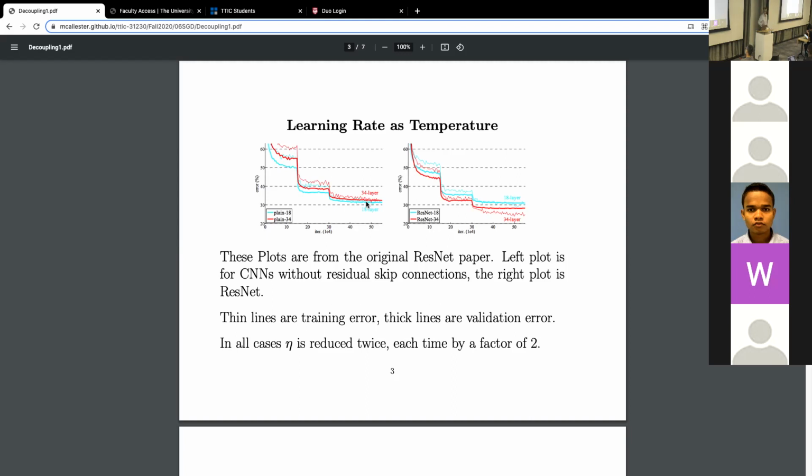Oh yeah, in the picture, you have thin lines and thick lines. The red and the blue are 2 different networks. One's 18 layers and one is 34 layers. And the thin line is the training loss. So the training loss is noisier than the generalization loss. The generalization loss is you have some validation holdout set that you're not training on. So you train on the training set and you measure your validation loss. And the validation loss is the thick line.